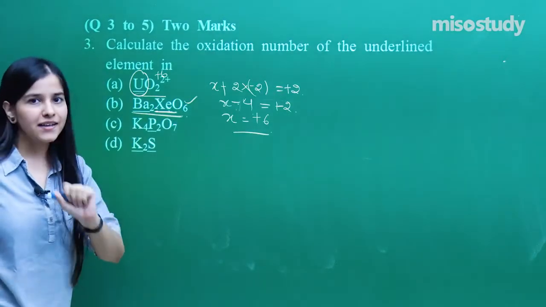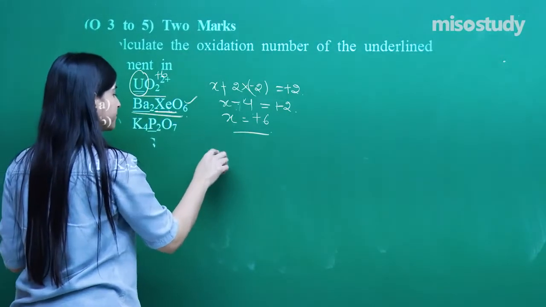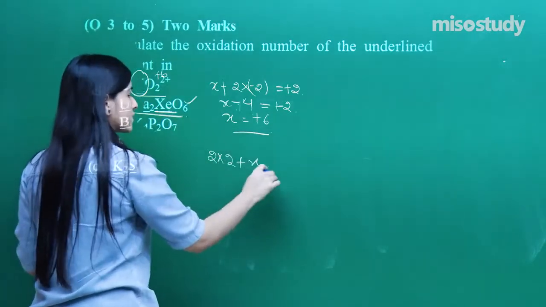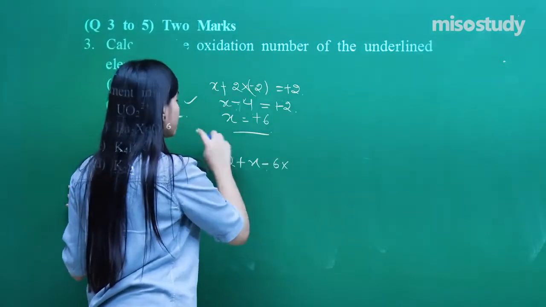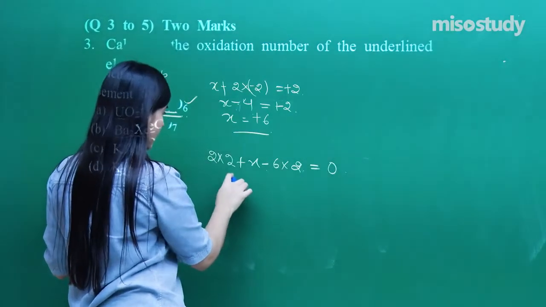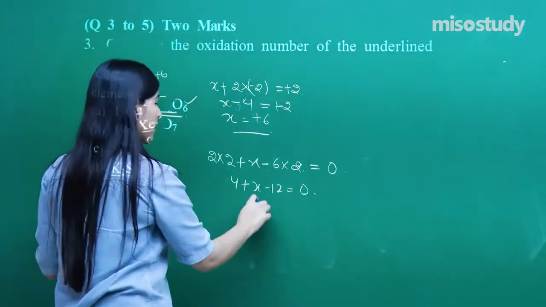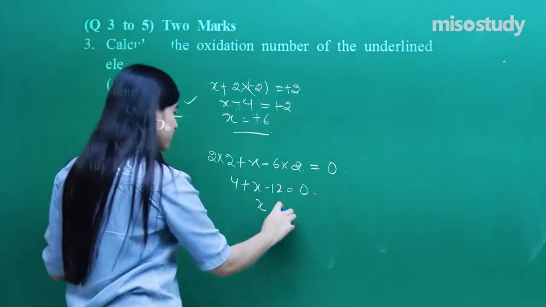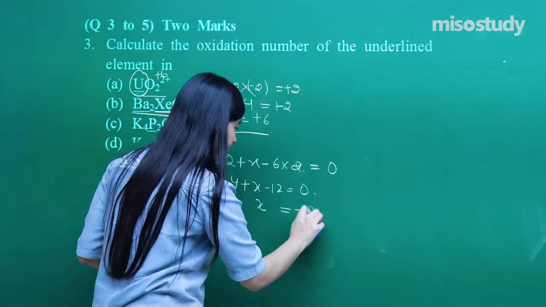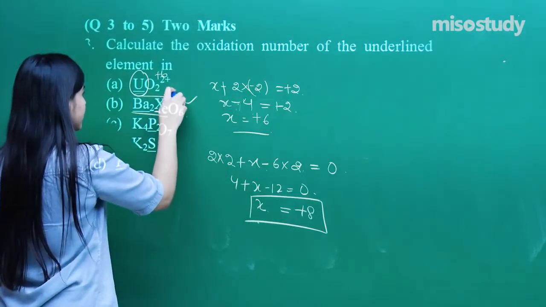Barium again being an alkaline earth metal, its state will be plus 2, so plus 2 into 2, 4, plus x for the xenon, and this is oxide, minus 6 into 2, 12 is equal to 0. So it's 4 plus x minus 12 equals 0, and thereby x is coming out to be how much? So it's plus 8. That is what the xenon is coming out to be, plus 8.